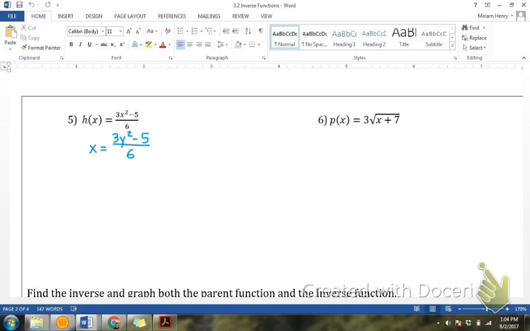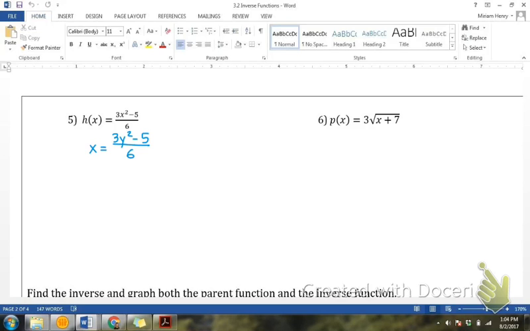Now, usually we would get rid of the subtraction first, right? Because that's addition and subtraction. That's backwards PEMDAS. But this 6 is holding the whole problem hostage, right? We can't do anything because that 6 is in the way. So if 6 is being divided, how would we get rid of it? We're going to multiply each side by 6, okay?